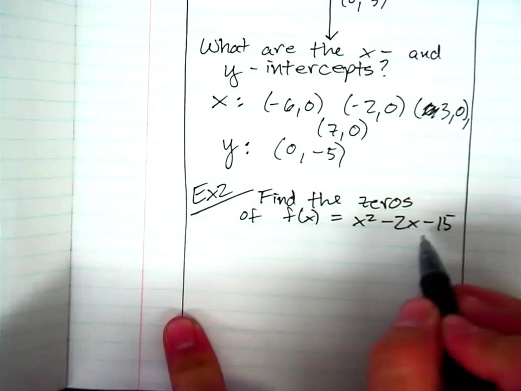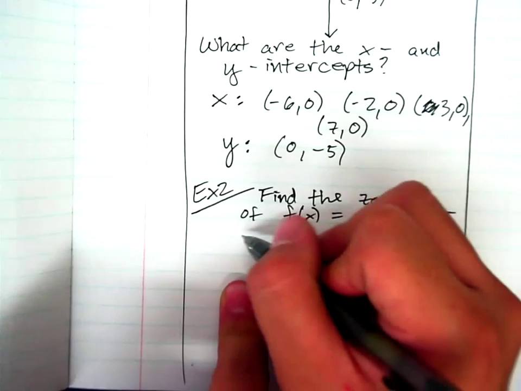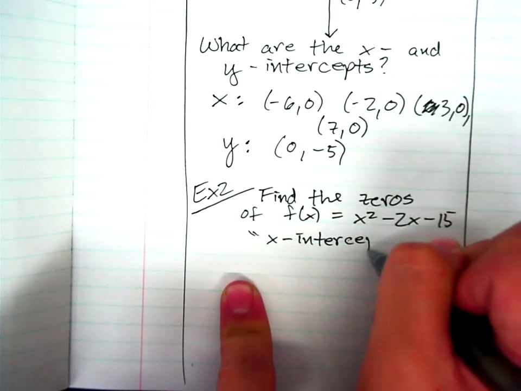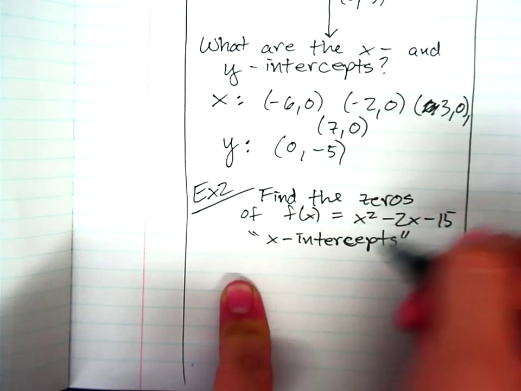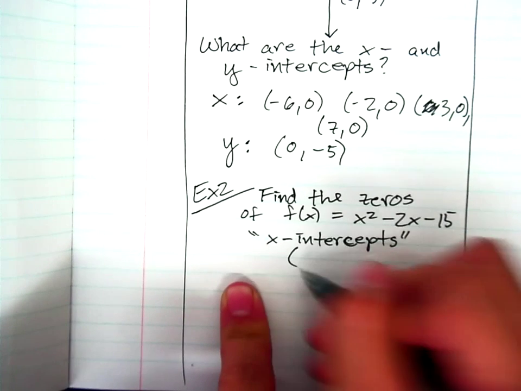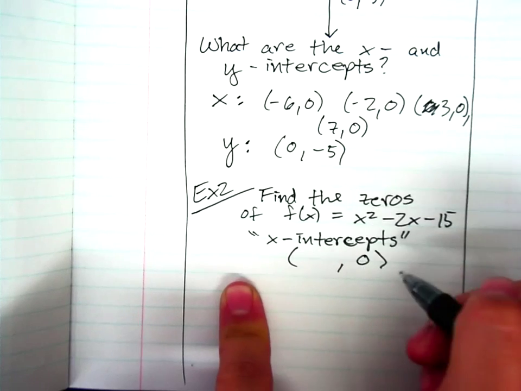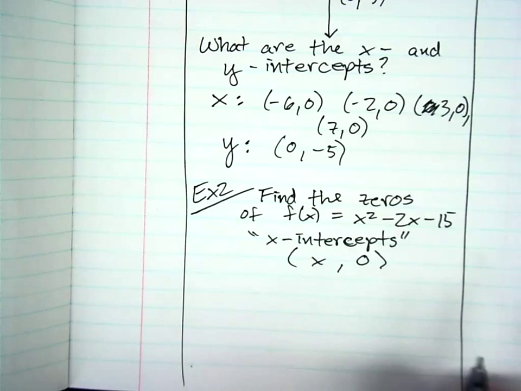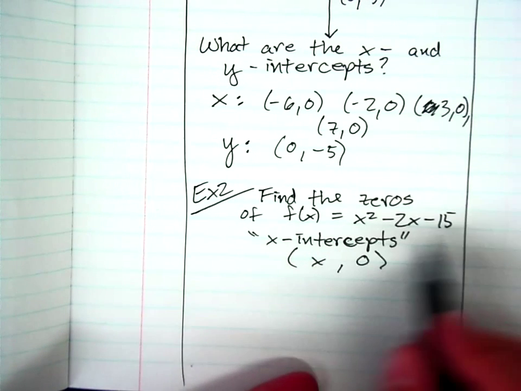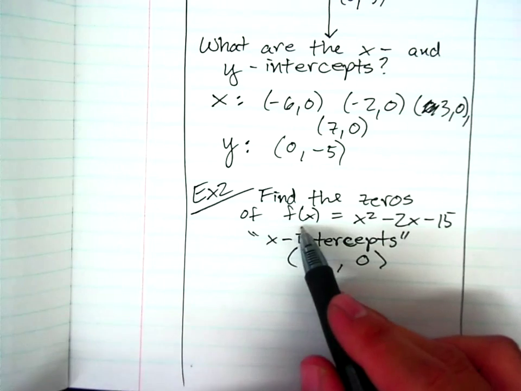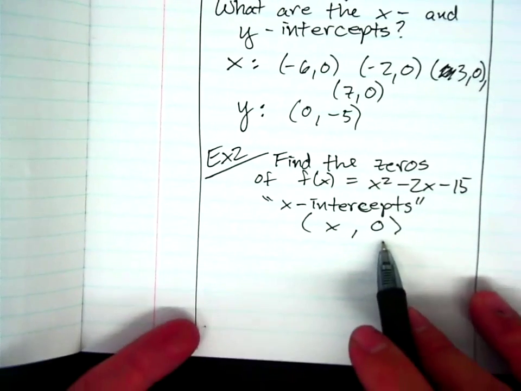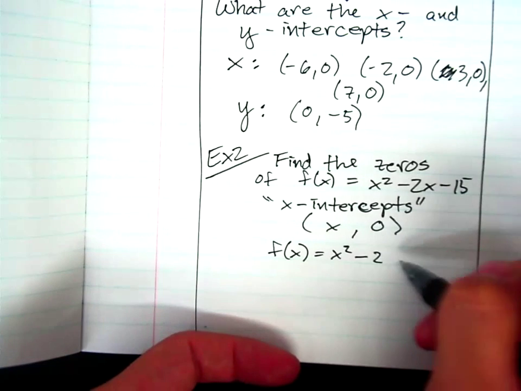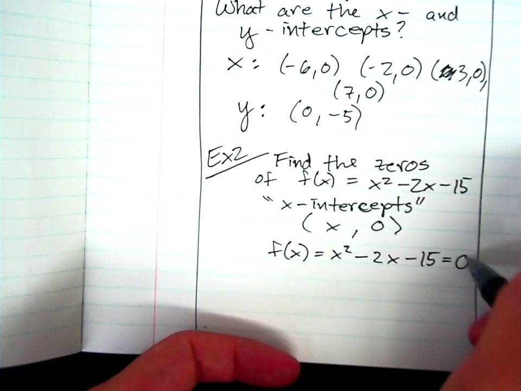Now when we're talking about the zeros in terms of this function, we're actually looking for the x-intercepts. So x-intercepts, zeros, same exact thing. And by that, we're saying that the y value is going to be equal to 0. So we need to find all values of x that make this true. In order to do this, you set your whole function equal to 0, because remember that f of x is just a fancier way of writing y. So we're going to set the entire function equal to 0. So f of x equals x squared minus 2x minus 15 equals 0.